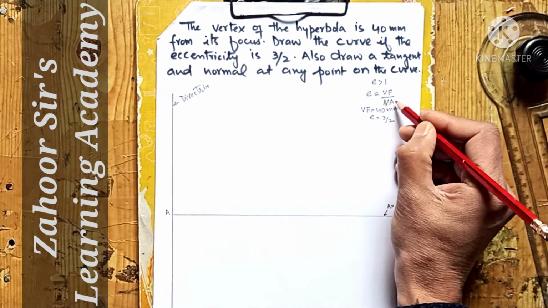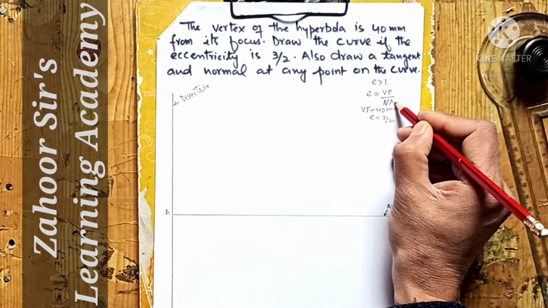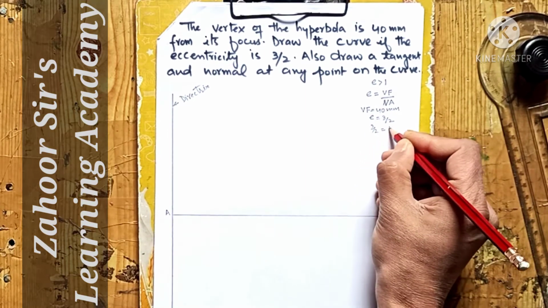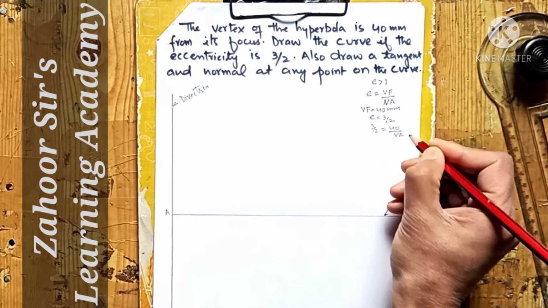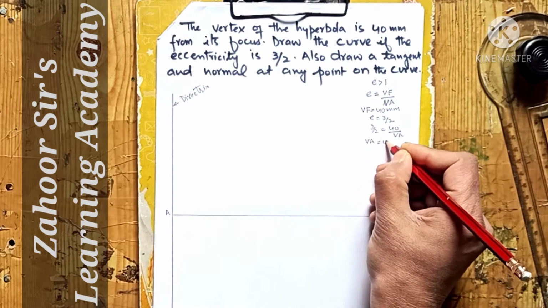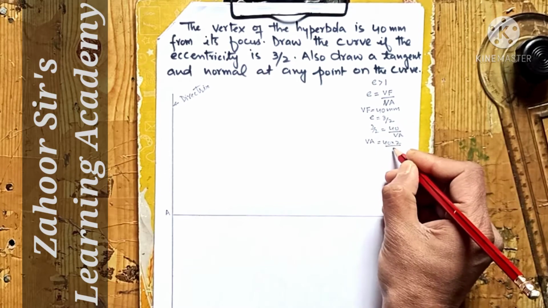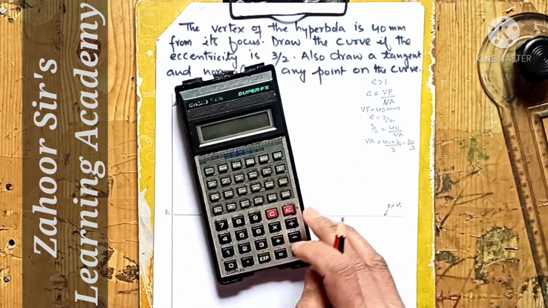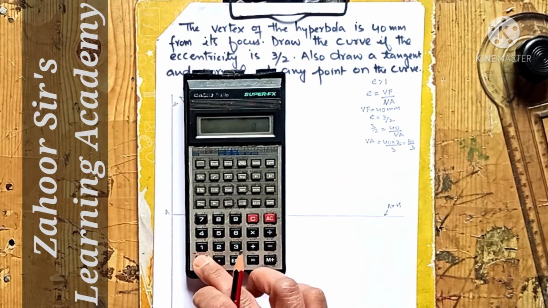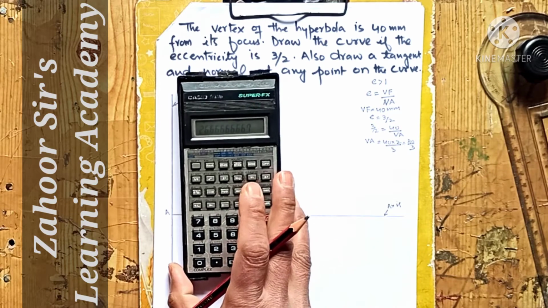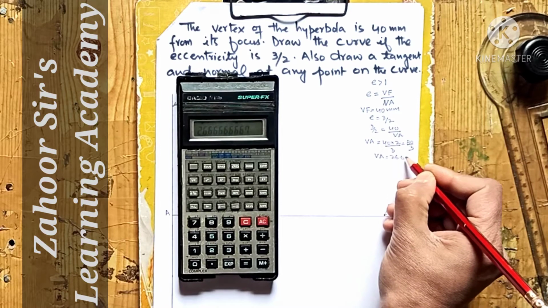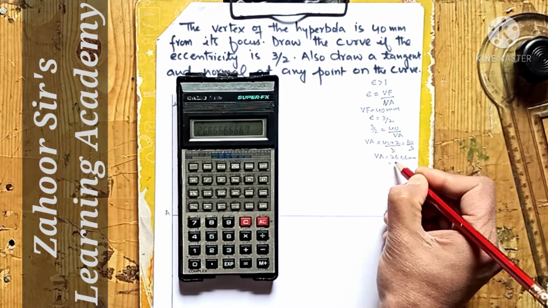So we need to determine the distance from vertex to the Directrix, that is VA. So 3/2 is equal to 40 by VA. That means VA is equal to 40 into 2 by 3, that is 80 by 3. VA is 26.66 mm. So let's take it as 27 mm.